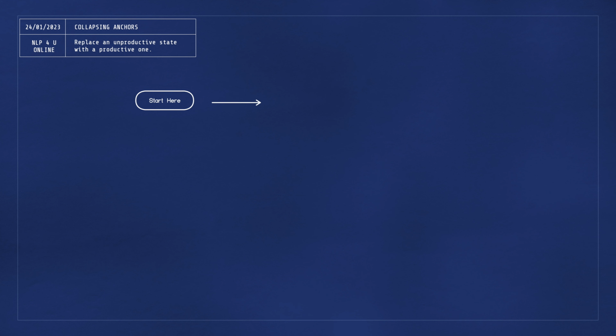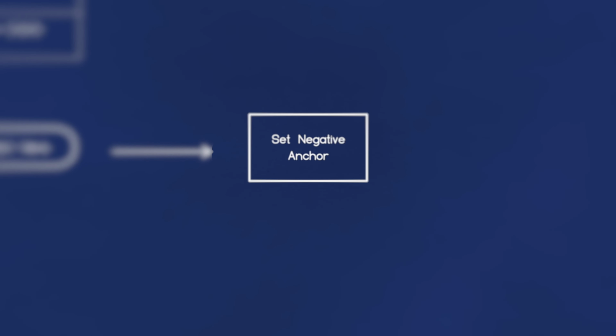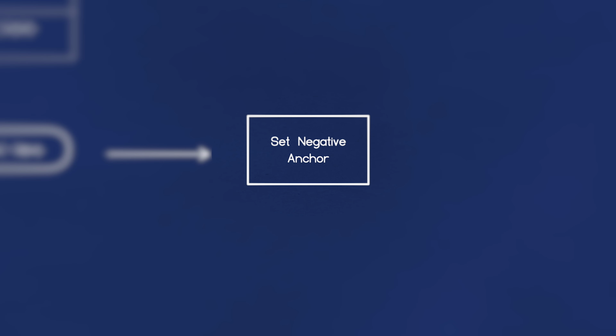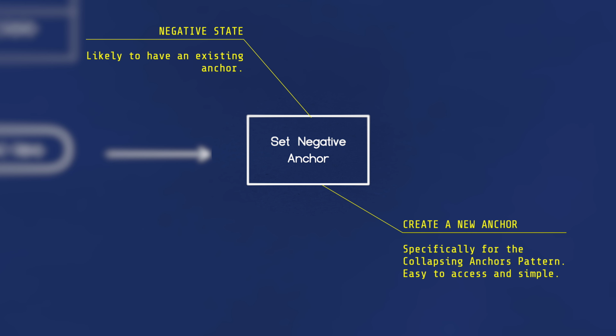So, step 1. Identify and anchor a negative emotional state. By this point in your session, you should already have a negative state that the client wants to deal with. Usually, this will be attached to an existing anchor or memory, and it is likely to have a negative impact on their life. You want to create an anchor for this emotion that is easy to access, as you're going to need to be able to fire off 2 anchors at once.